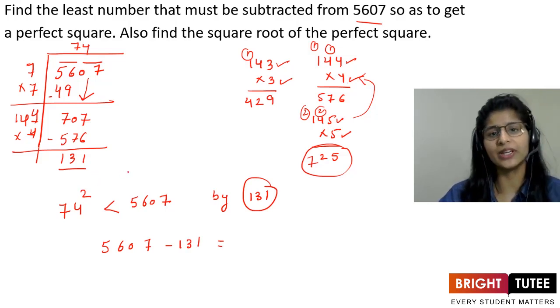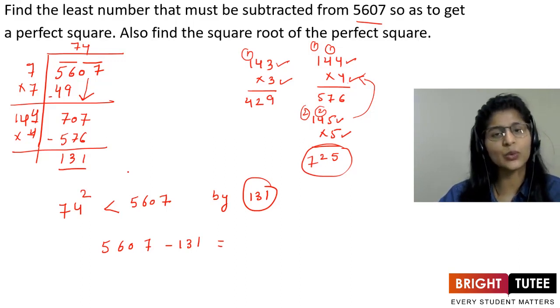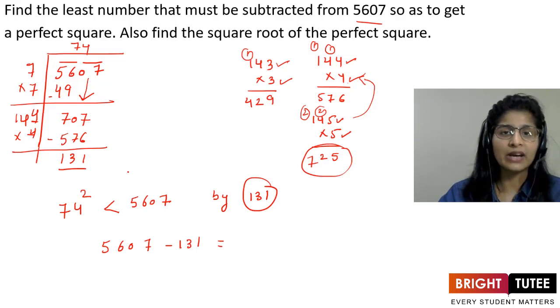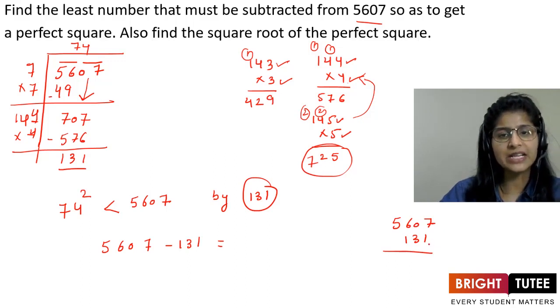So what we need to do every time whenever a question is asked, the least number to be subtracted from some number to get a perfect square: we do the square root method using the long division method. We find the square root using the long division method. Whatever the remainder we get, we will subtract that remainder from the number given. Let us subtract 131 from 5607. Just to see, 7 minus 1, 6. Right? 10 minus 3, 7. Are you getting it?